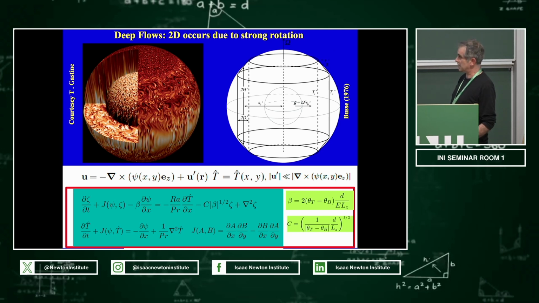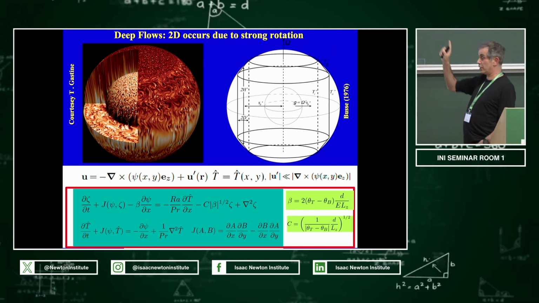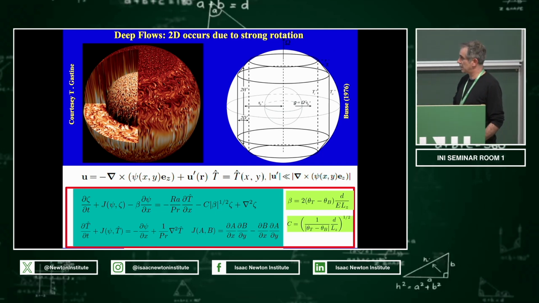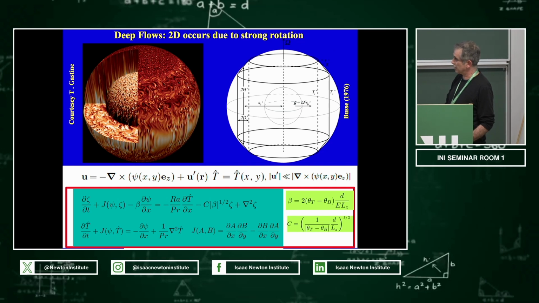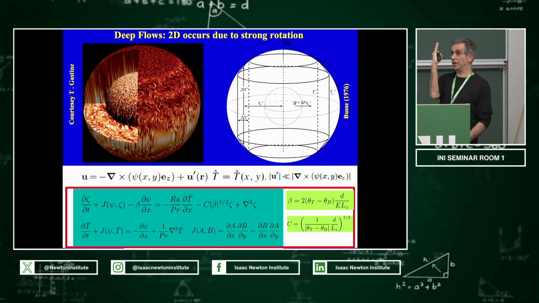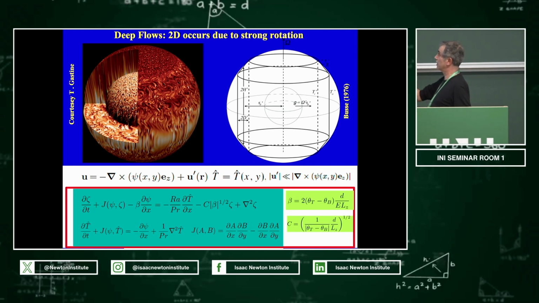So let me just explain. Zeta is going to be the vertical component of the vorticity. It gets advected by a stream function. This is the beta effect term. The beta effect term comes in through the regular beta effect, that columns, when they move out, they have to shrink because of the geometry.